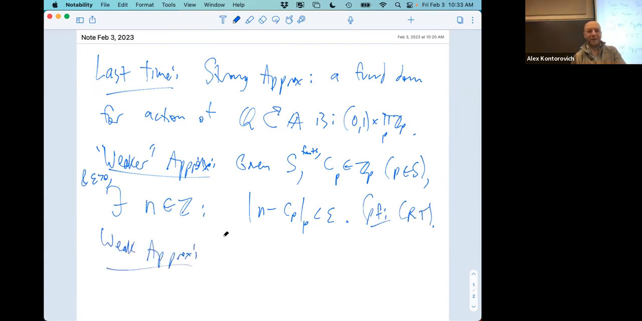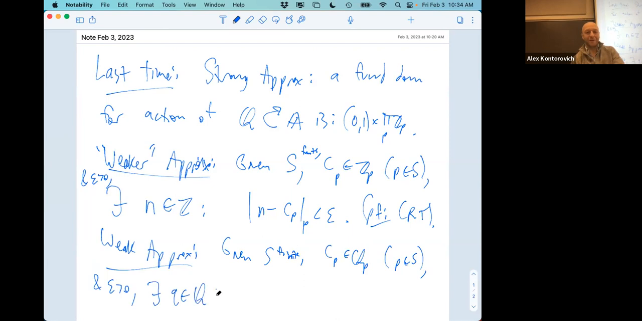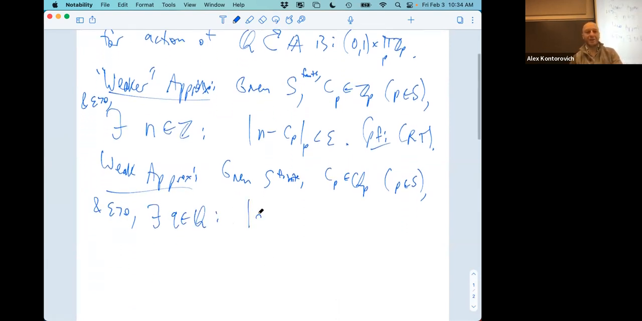The weak approximation was to do the same thing given S finite, c_p in Q_p for p in S, and epsilon positive. We want to know that there exists a q in Q such that simultaneously |q - c_p| is less than epsilon. What I said was that you just multiply by p to the N and apply this, which is true, but it's a little bit more subtle than that. I wanted to get it right because we glossed over it.